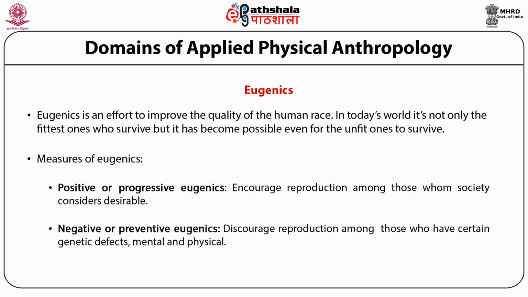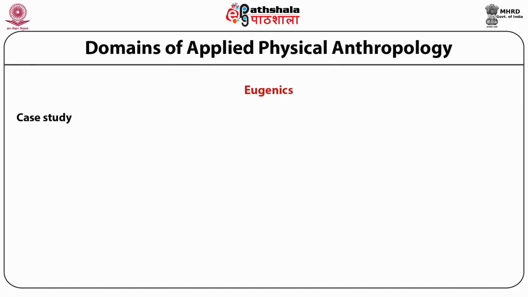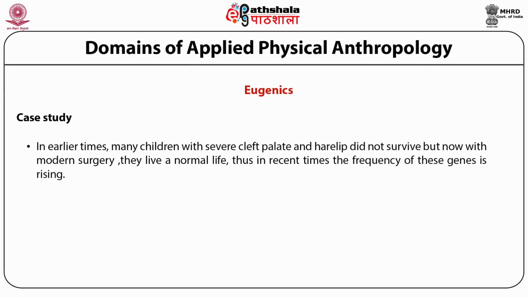It has been found that families of lower socioeconomic group have a high average number of children, which is detrimental to the genetic quality of the human population. They should be encouraged to restrict their family size and accept birth control measures. A case study is there. In early times, many children with a severe cleft palate and hare lip did not survive, but now, with modern surgery, they live a normal life. Thus, in recent times, the frequency of this gene is rising.